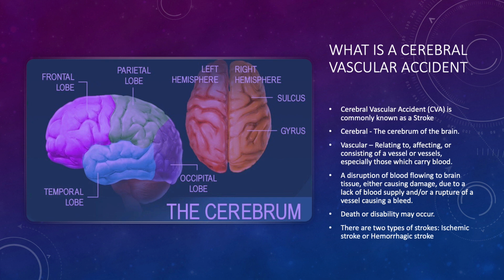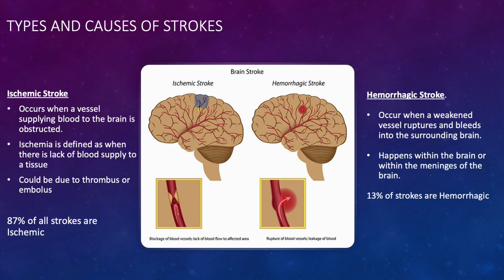While we dive deeper, it is important to note that there are two main types of strokes: ischemic and hemorrhagic. Strokes can be categorized into two primary types: ischemic strokes, which occur when a blood vessel supplying the brain is obstructed, preventing oxygen from reaching brain tissue. Ischemia refers to a lack of blood supply to a tissue. This can be caused by either a thrombus or an embolus. About 87% of all strokes are ischemic.